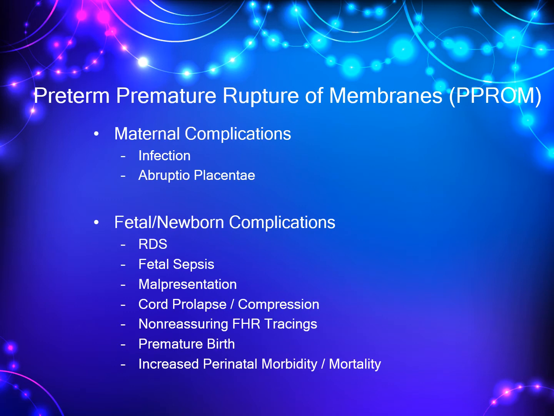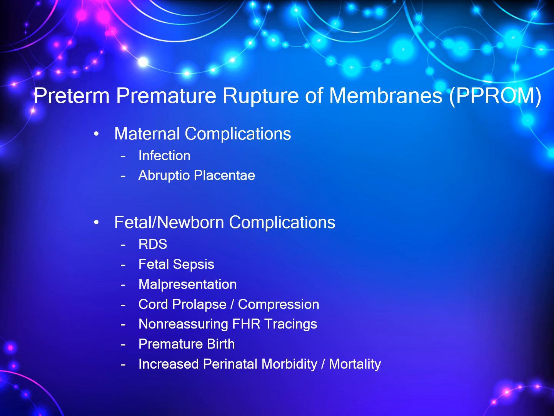Maternal complications associated with PPROM include infection, specifically chorioamnionitis, and endometritis. Endometritis is a postpartum infection of the endometrium. Abruptio placentae is another complication that does tend to occur more frequently in women with PPROM. Rare complications include a retained placenta with hemorrhage, maternal sepsis, and maternal death.